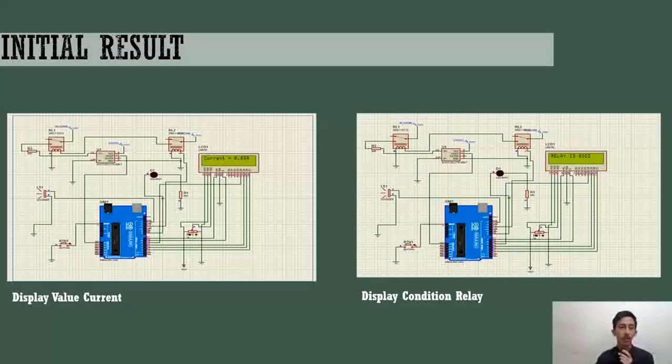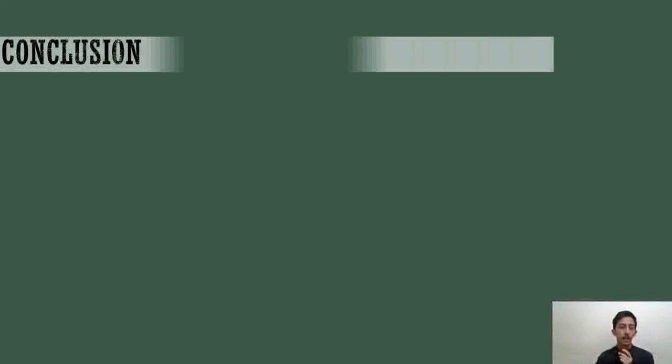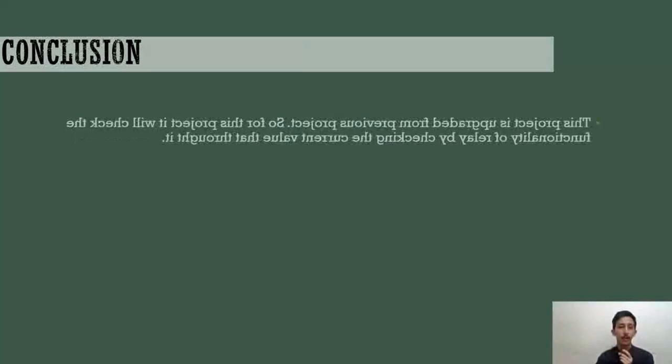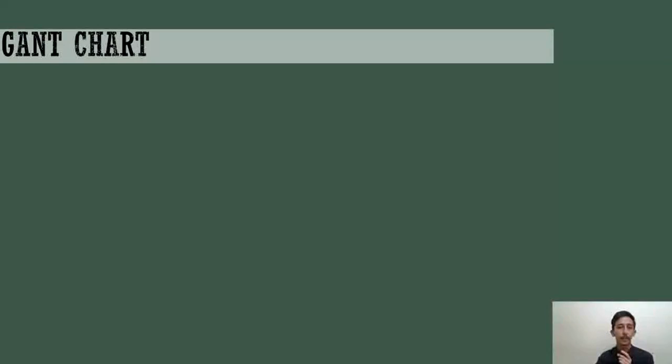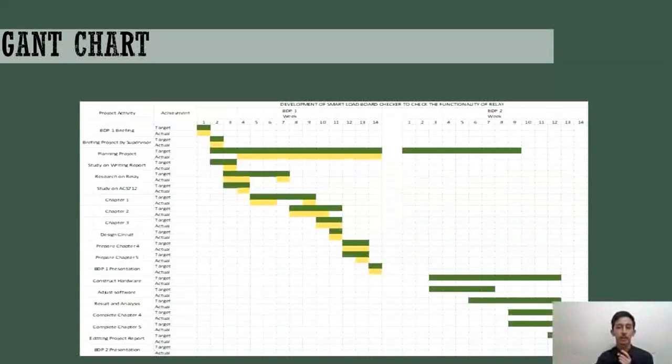For the conclusion, this project is upgraded from the previous project. This project checks the functionality of relay by checking the current value, how much can pass through it. And lastly, I present my Gantt chart from BDP 1 until BDP 2. After this I will show you my simulation.